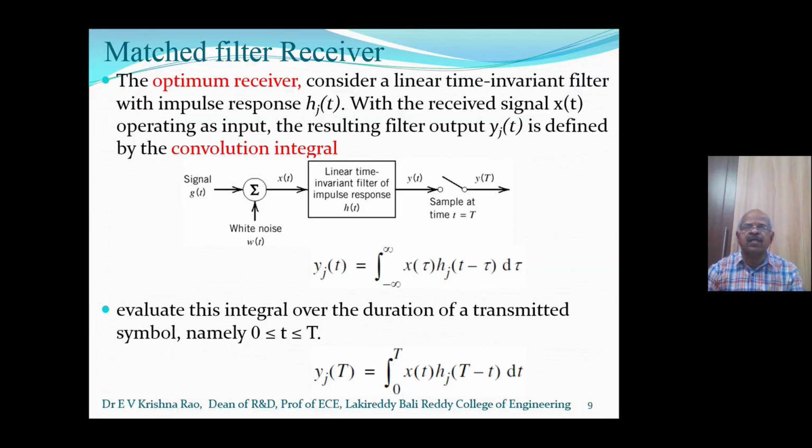Like to see the correlator as a matched filter. This is what the matched filter. So the signal plus noise is given to the filter and we are getting the output. And if at all we understand the output of this filter as a correlator, we would like to find out the relation. See here, this is what the convolution integral, convolutional output. So y of t equal to x of t convolved with h of t. So this is what we write the convolutional integral.